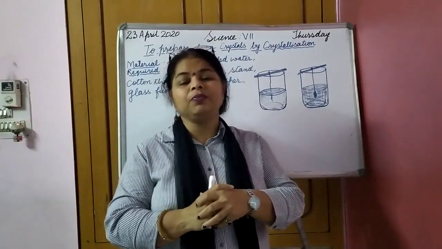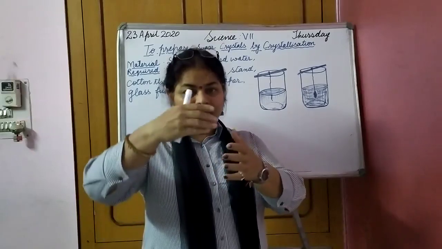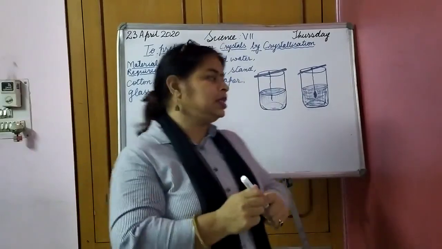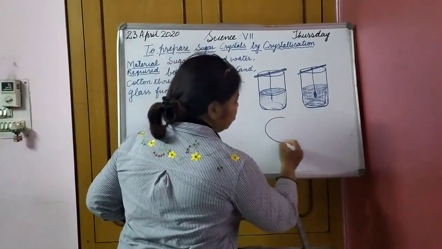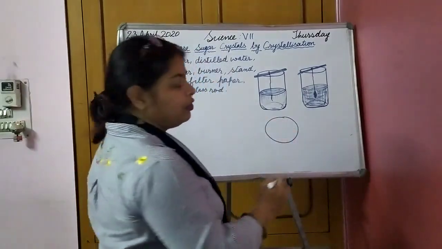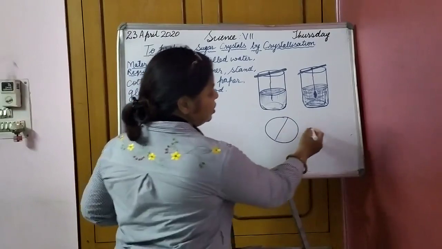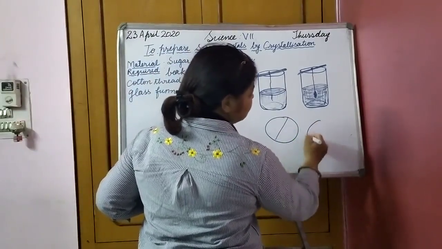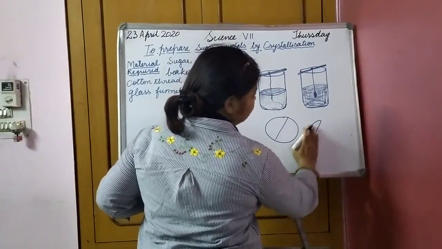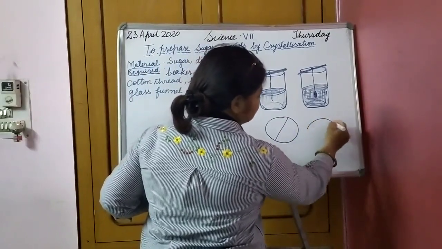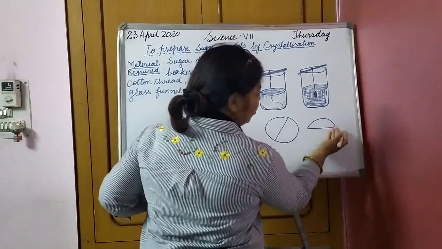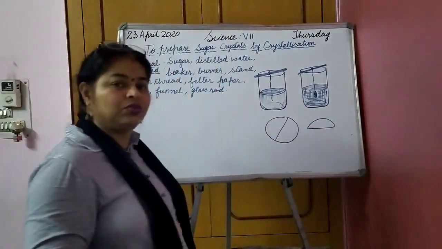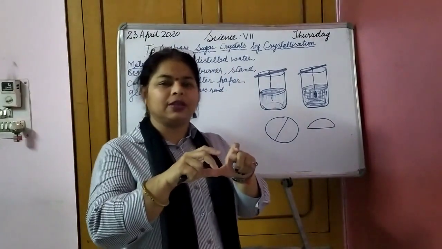How to filter it? A funnel will be taken, and in that we are going to put a filter paper. See, filter paper is round in shape. So what we will do, we will fold it in half first. Half means it will become like a semicircle. Now one more fold, so we fold it 2 times, and it will become like a pocket-like structure.